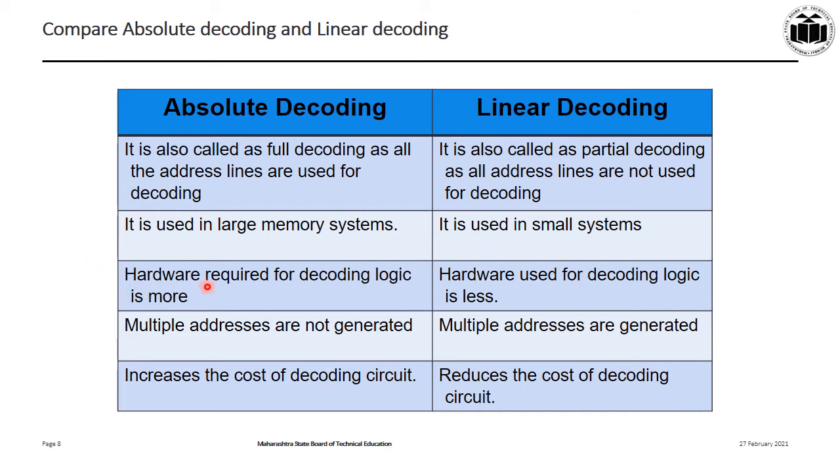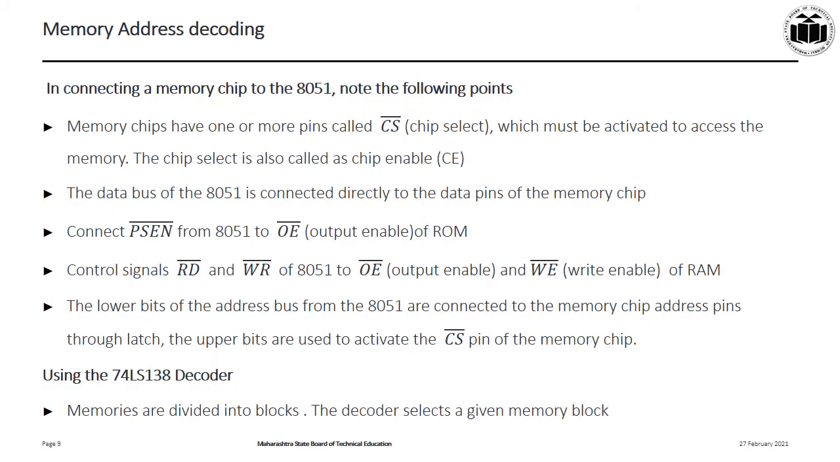Hardware logic for decoding is more in absolute decoding, while in linear decoding it is less. Because we are using all address lines, multiple addresses are not generated in absolute decoding, while in linear decoding, multiple addresses are generated. In absolute decoding, the cost is higher. In linear decoding, the cost is low.